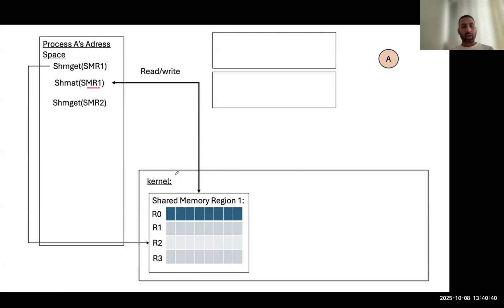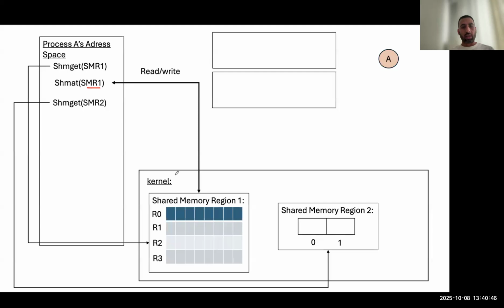Then process A also creates another shared memory area, which we are naming shared memory region 2, and it is also created in the kernel space. When shared memory attach SMR2 is executed, it also becomes readable and writable in process A's address space. After that, the main process creates child processes. In this example, we are creating only two child processes, but in the project, you need to create from 1 to 4 child processes. So I'm keeping this example simple.